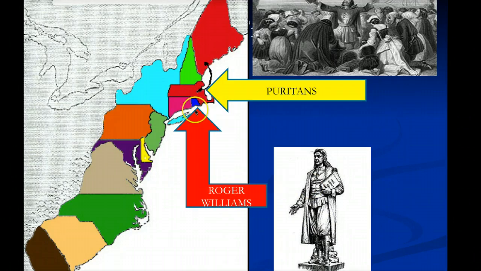As a Catholic, he decided to start the colony of Rhode Island, right here, which would allow religious freedom to all Christians. Christianity includes Puritans, evangelicals, Catholics, Protestants, Presbyterians, Lutherans, Methodists, and many, many other branches. His colony would allow all of those branches. In contrast, the Puritans only permitted Puritans in their colony.